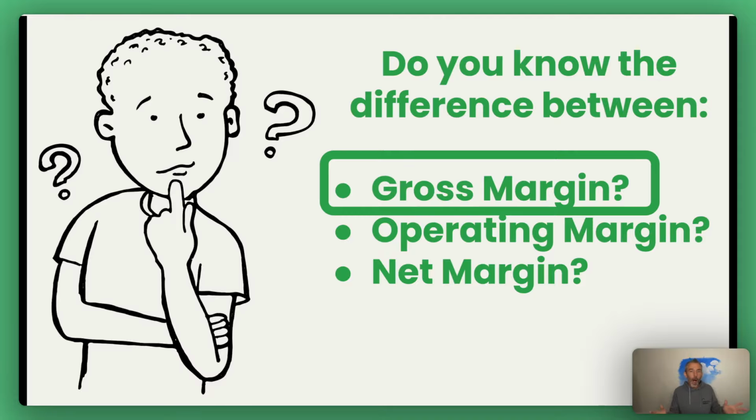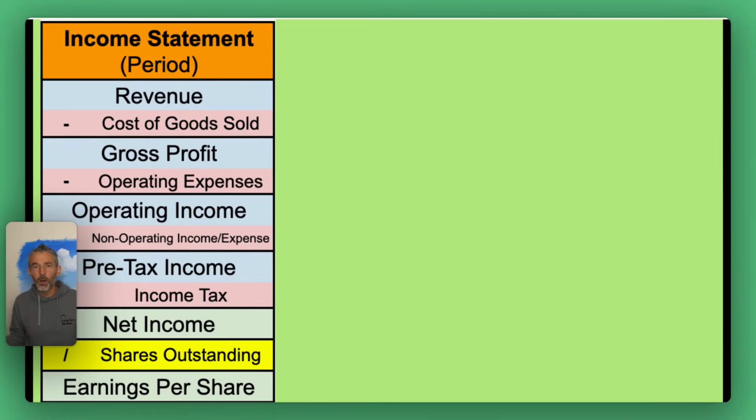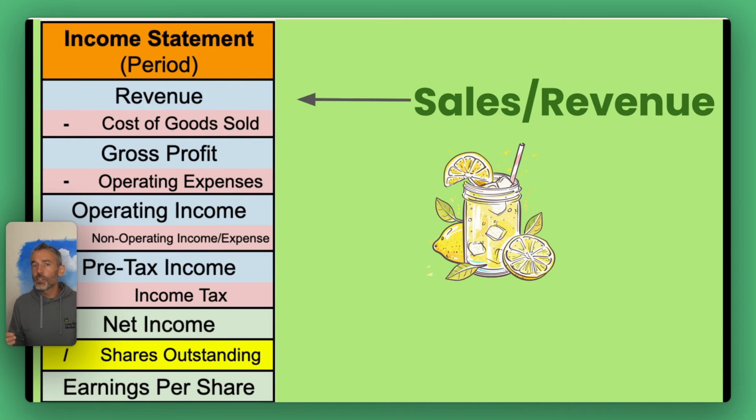Now, to explain why the gross profit margin is so important, it's helpful to just kind of look at an income statement and what it is. Now, of course, we know the time period is on the top. We've got to pay attention to that, but we're going to use an example to show why gross margin is so important of something very simple everyone can relate to: a lemonade stand. Now, at the top of an income statement is sales or revenue. That's the amount of money I collect from running my lemonade stand.